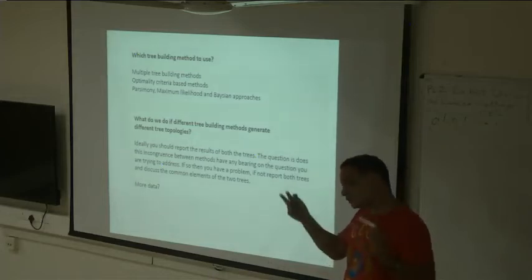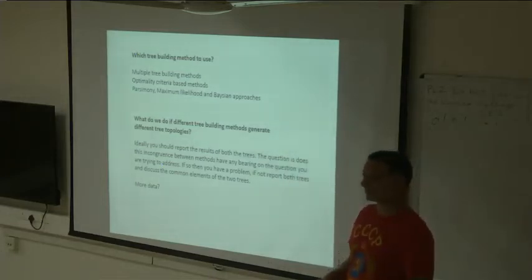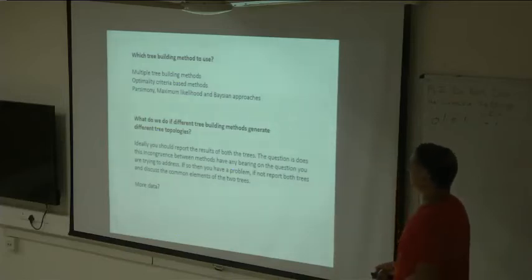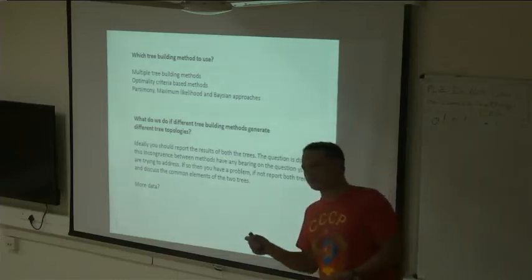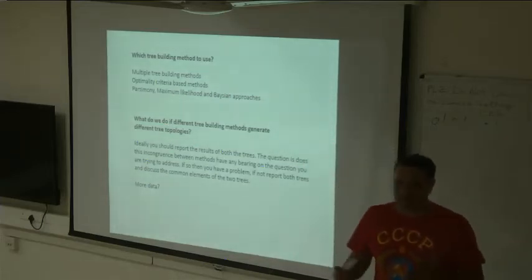If the data set is huge, sometimes people show NJ. But ideally, these are the 2 methods one should be using. What do we do if different tree building methods generate different topology? Report both of them. Between ML and Bayesian, I've never had that problem.